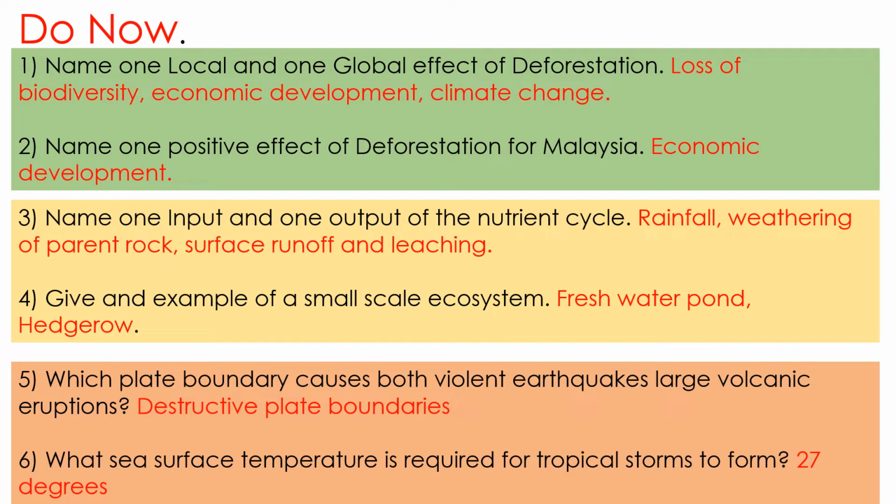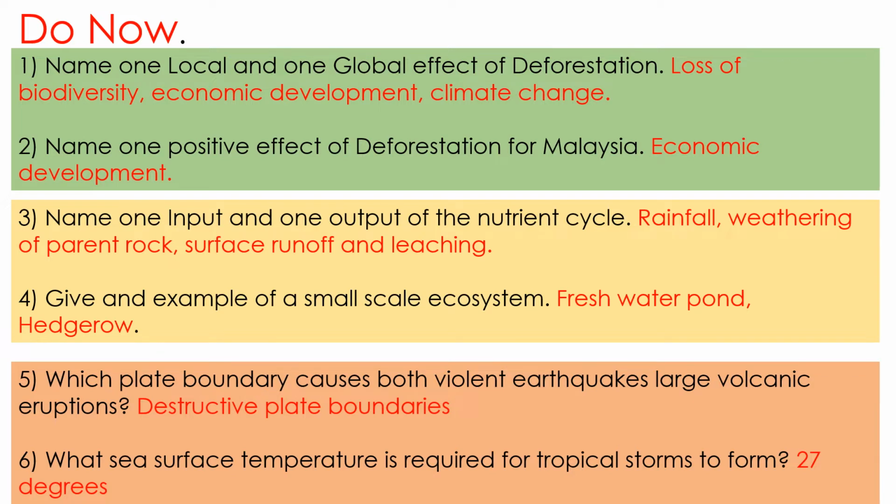Name one input and one output of the nutrient cycle. All right, the inputs are things that add nutrients like rainfall and weathering of parent rock, and the outputs are what take nutrients away. So we've got surface runoff and leaching. Question 4 says, give an example of a small-scale ecosystem.